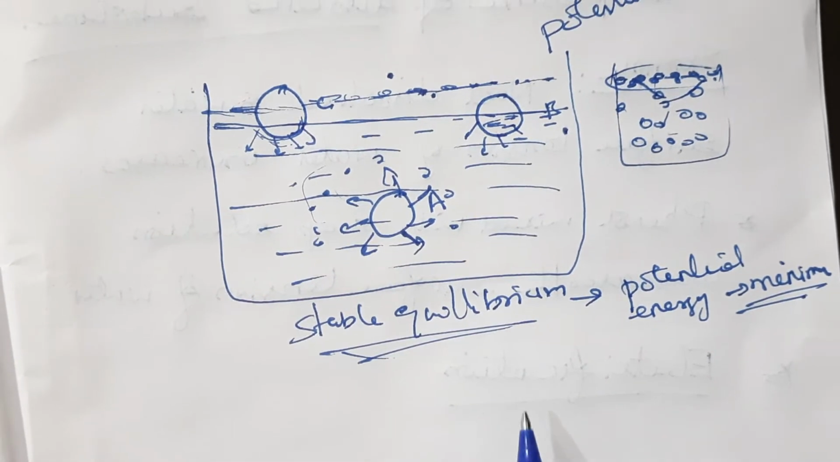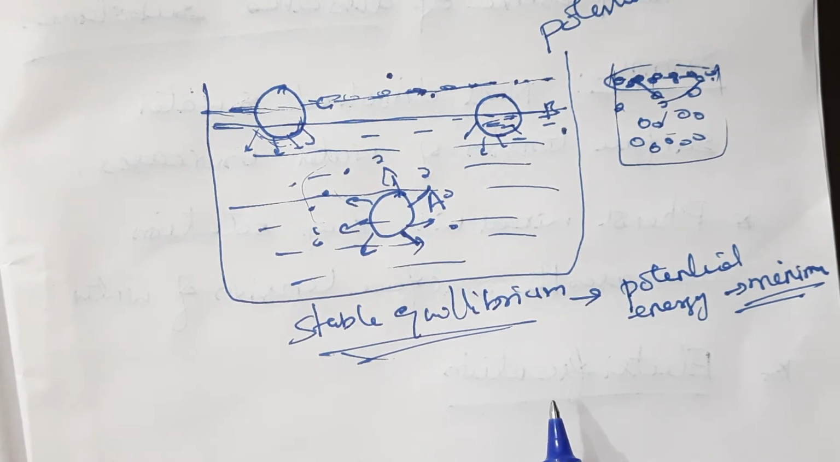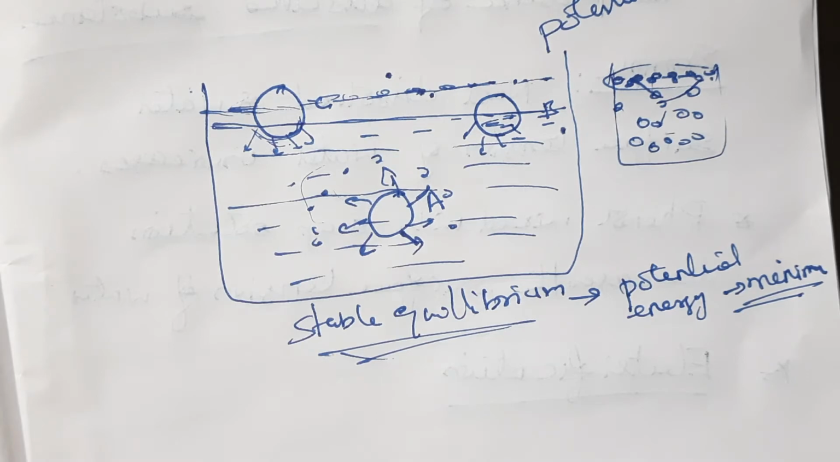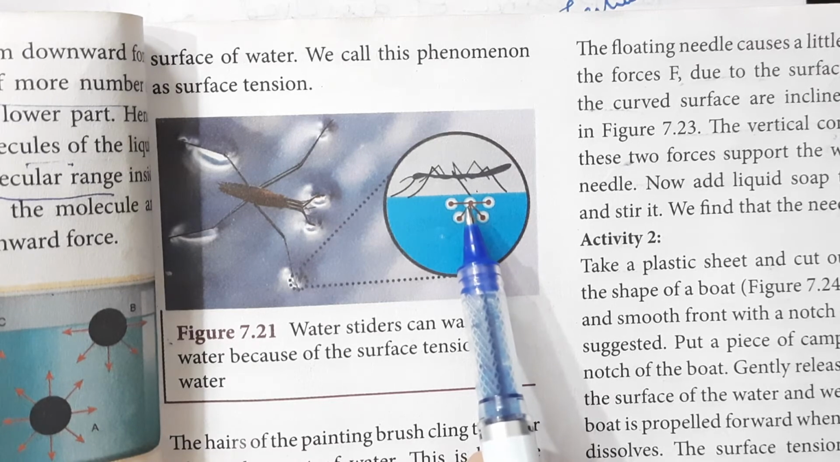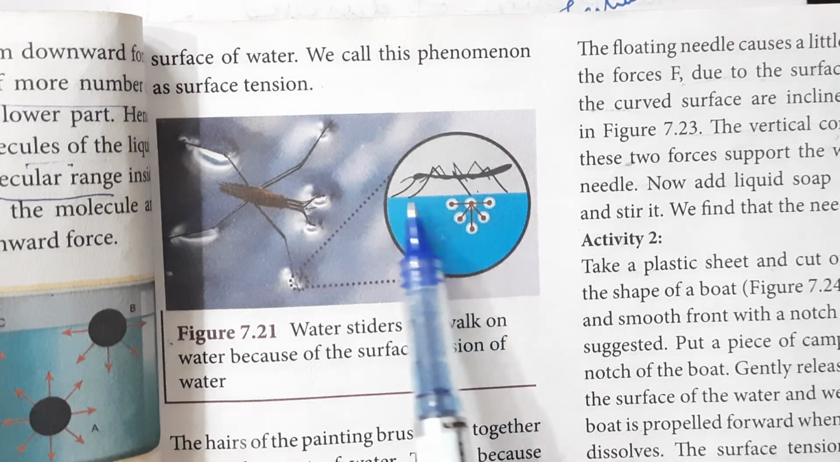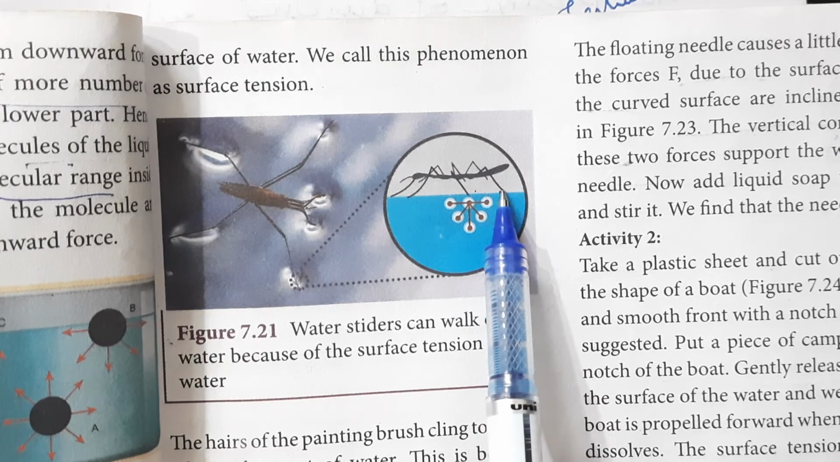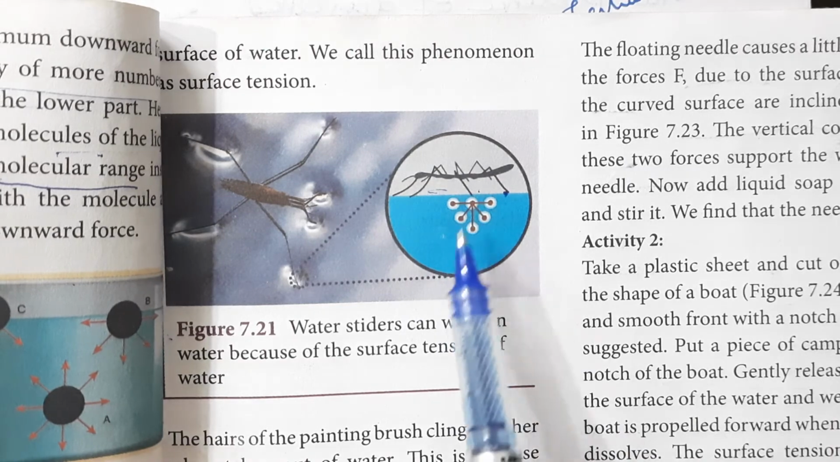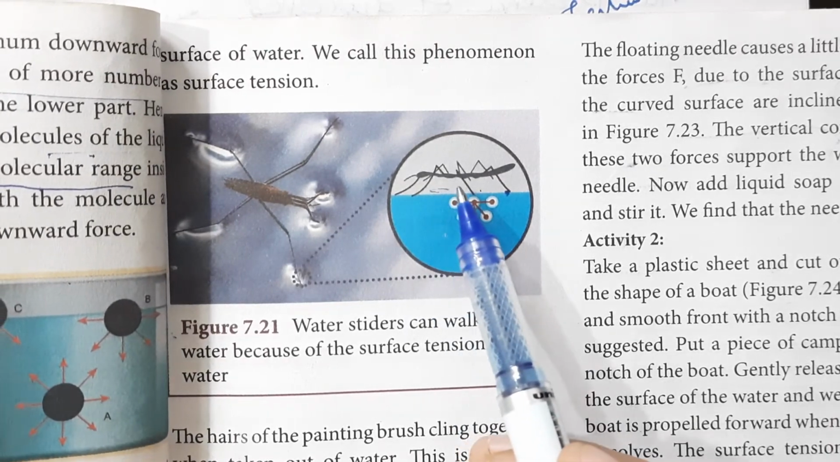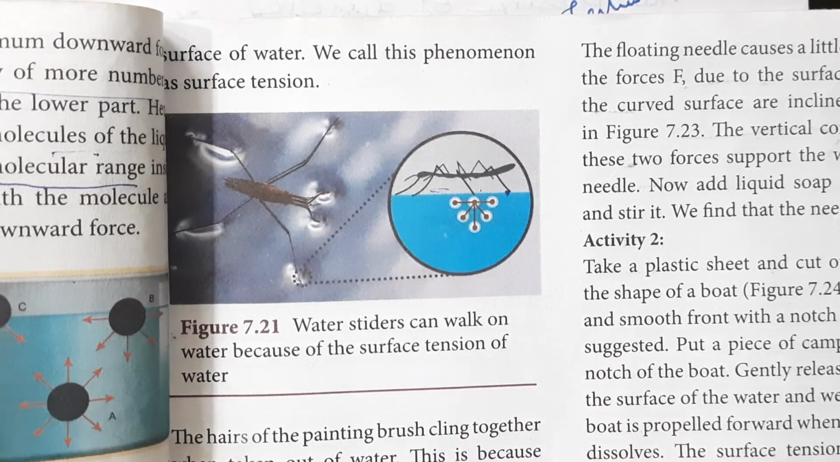Okay, so examples I already explained, that is water bugs and water striders walking on the surface of the water. Actually, the water molecules are pulled inwards and the surface of the water acts like a stretched membrane. This balances the weight of the water bug and it can walk on the surface of the water. Some other examples are given in your book.